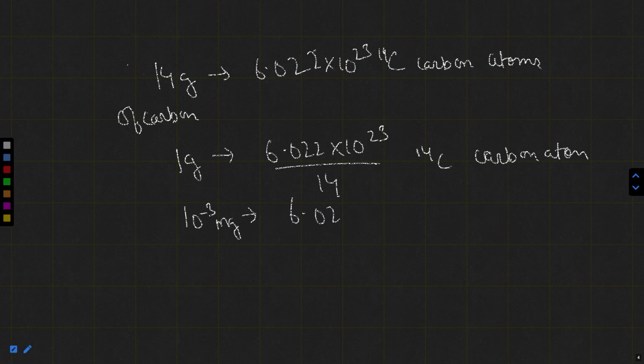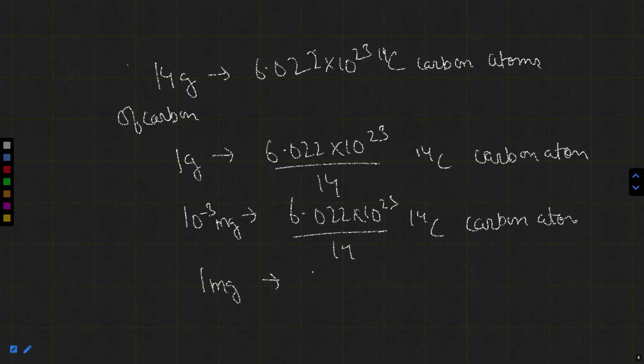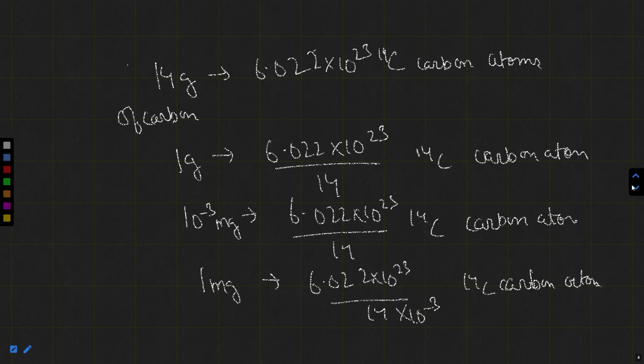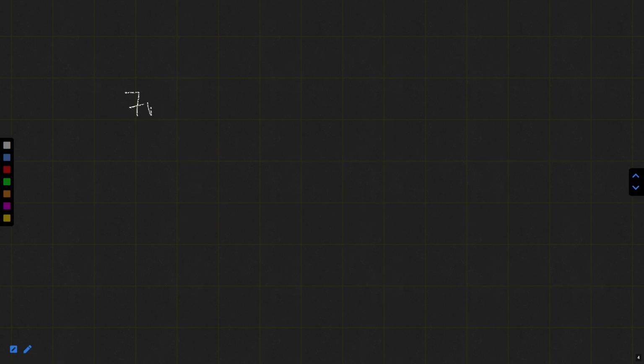This much is 6.022 × 10^23 14C carbon atoms. Now again applying the unitary method, in 1 milligram it will be this divided by 6.022 × 10^23 by 14 by 10^-3 14C carbon atoms. Now in 7 milligram, how much will be present? In 7 milligram, we have to just simply multiply it.